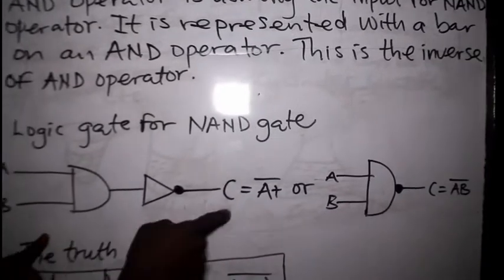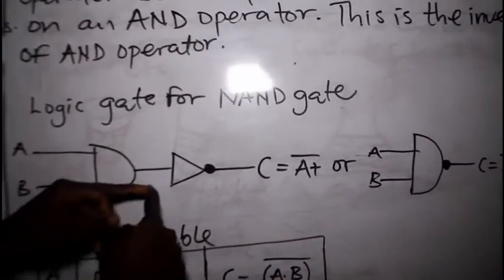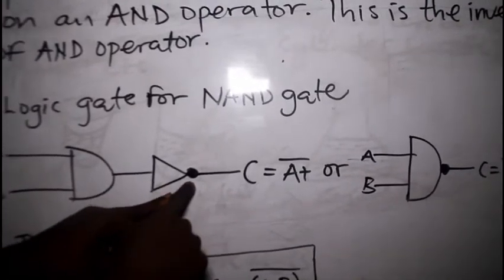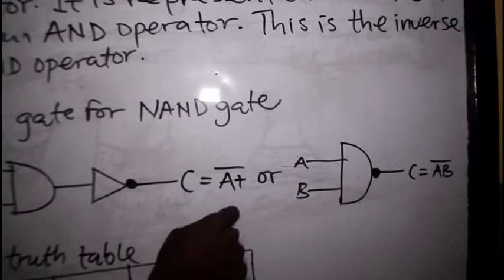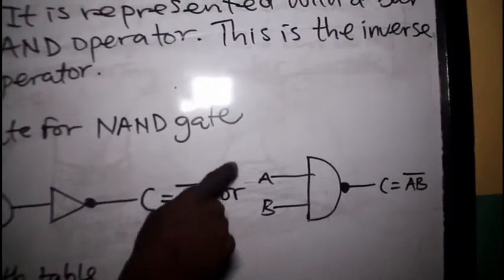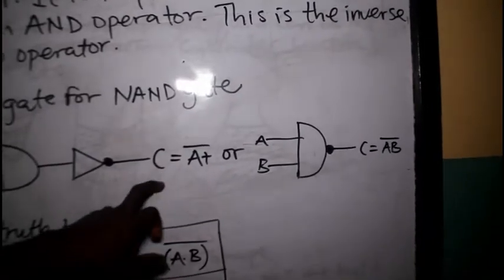So input A and B go into the AND gate, and the output comes out and enters the NOT gate, which has a bar at this place. Then our output will be C. Our C will be equal to A·B with a bar over it. That means the inverse of the output that we have here.